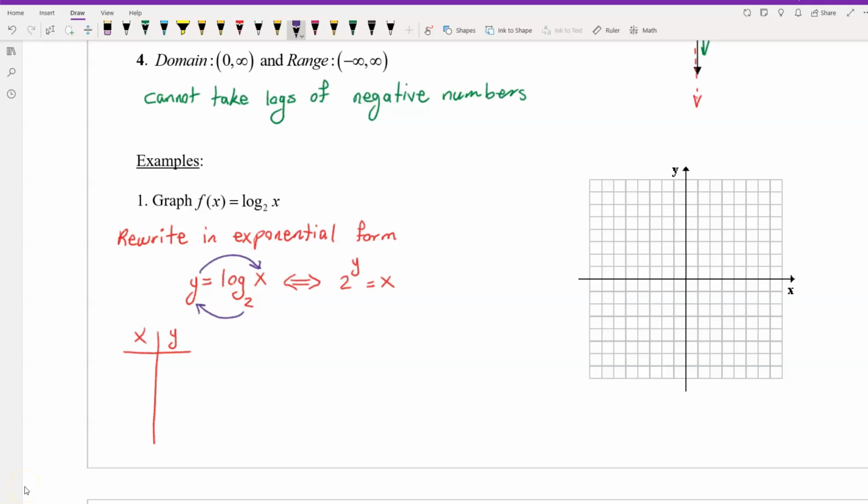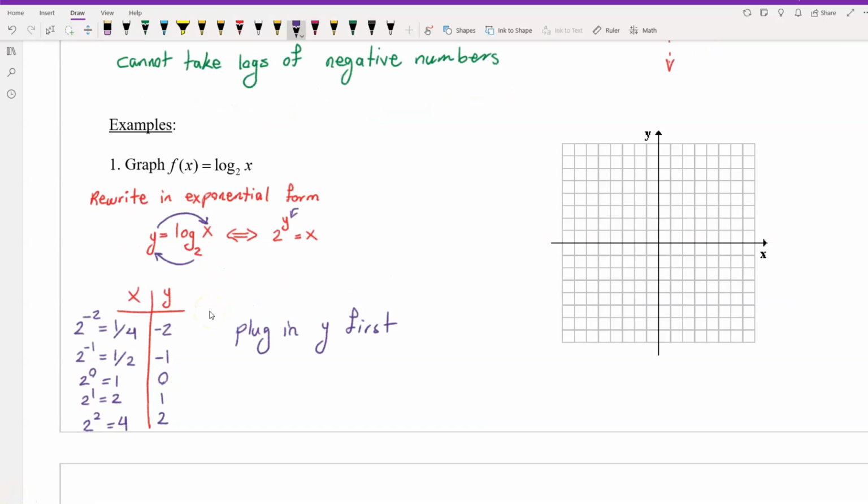Now here we have x, y. I'm using -2, -1, 0, 1, 2 for y, and then finding the answer for x. So instead of y, we have -2, so 2 power -2, that is equal to 1 over 4. Then here we have -1 instead of y, so we have 2 power -1, that is equal to 1 over 2. Then y is 0, so 2 power 0, that is equal to 1. Then 2 power 1 is equal to 2. And here we have y 2, so we have 2 to the second power is equal to 4.